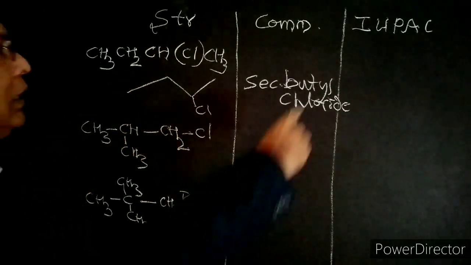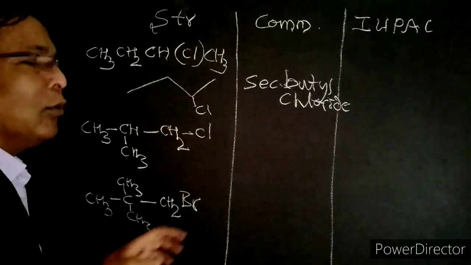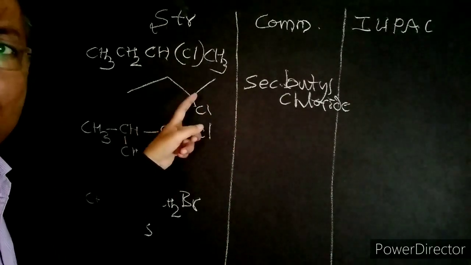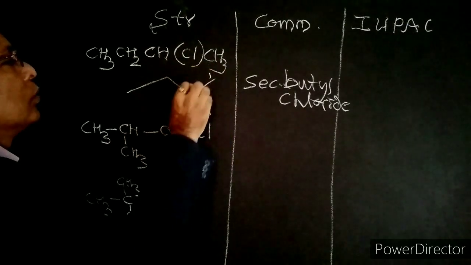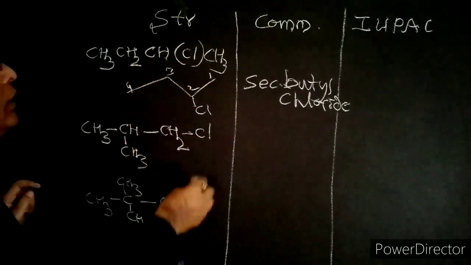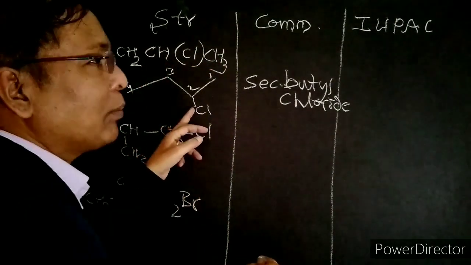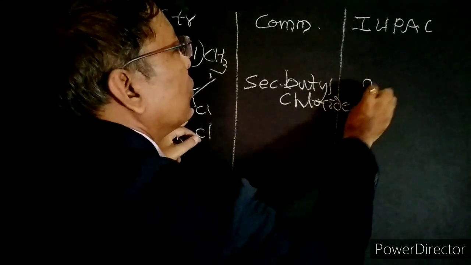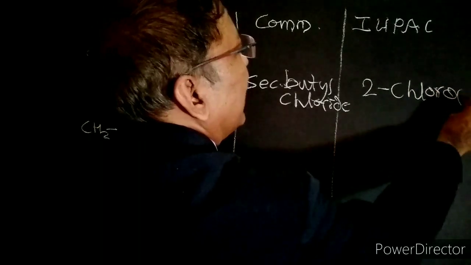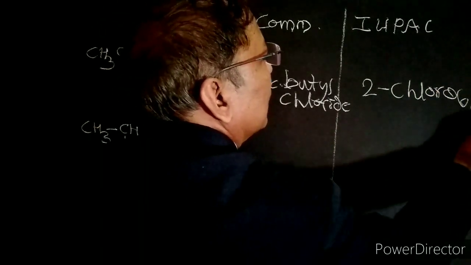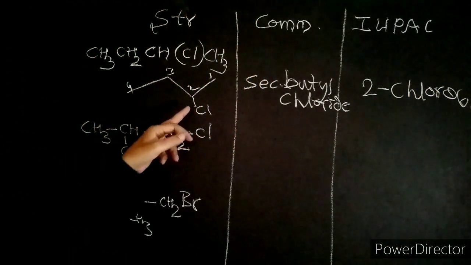And according to IUPAC, we have to number the longest carbon chain nearest to the halogen. So 1, 2, 3, 4. This is the longest chain. On the second carbon atom there is a halogen. Therefore, the name of this compound is 2-chlorobutane.